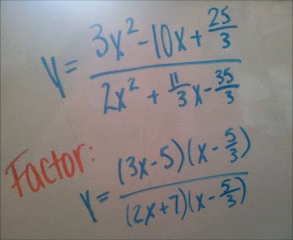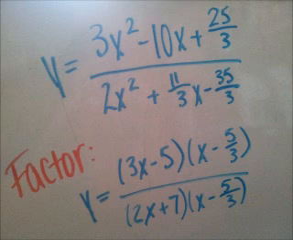Function 4 requires one vertical asymptote, a horizontal asymptote at y equals 3/2, one hole that is also the x-intercept, and a y-intercept that can be the hole. I created the equation y equals (3x squared minus 10x plus 25/3) over (2x squared plus 11/3 x minus 35/3). This function factors to y equals (3x minus 5) times (x minus 5/3) over (2x plus 7) times (x minus 5/3).